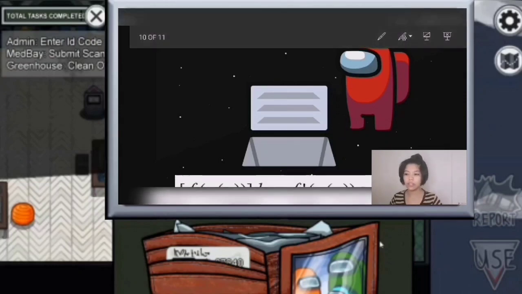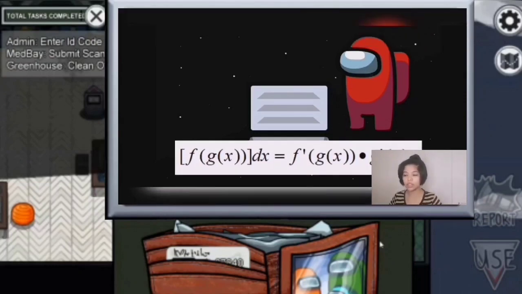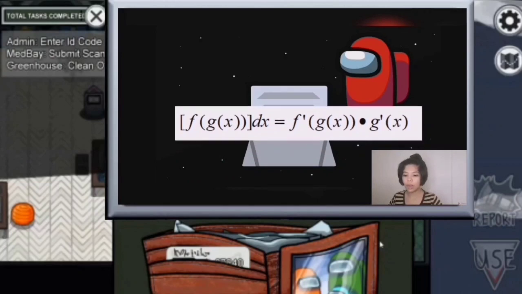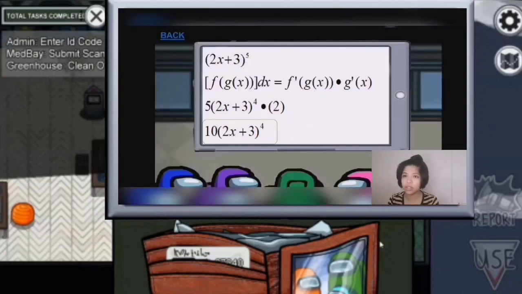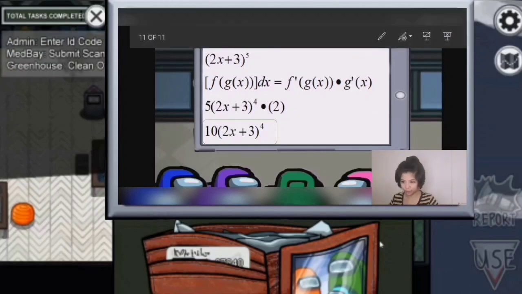So the chain rule has the formula of the derivative of f of g of x is equals to f prime of g of x times g prime of x. Chain rule seems complex, but for me, it is the easiest among the 3 rules. So, going back, let us use the formula of the chain rule in solving the example that we have here.